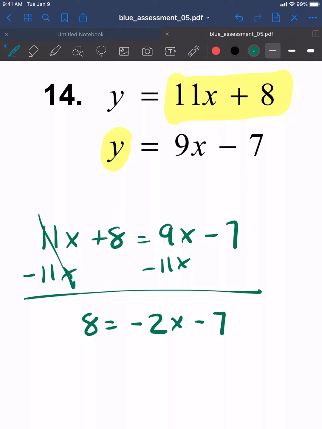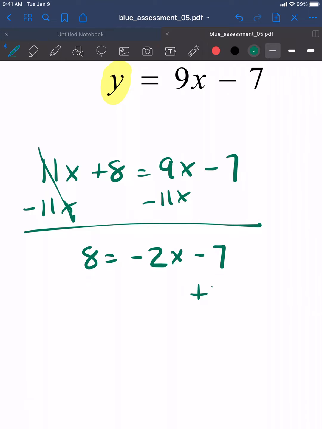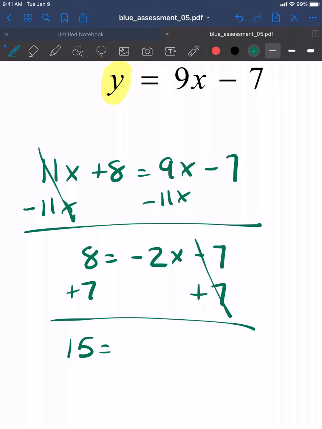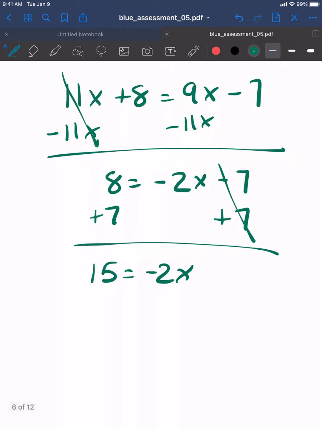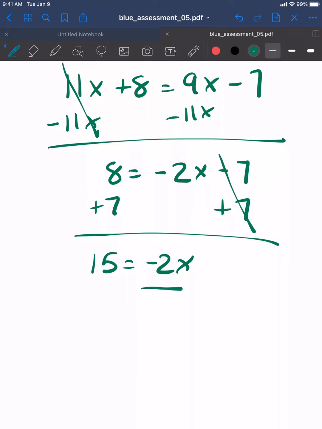Okay, now what? Add 7. Boom! Bye-bye. What is 8 plus 7? 15. Negative 2x. Now what? Divide by negative 2.